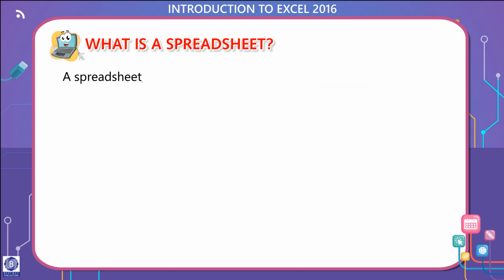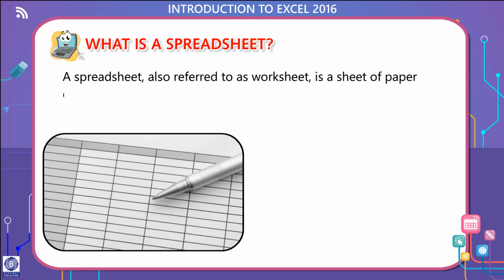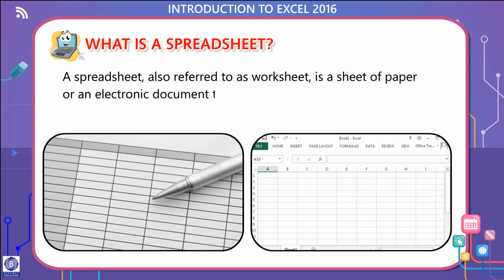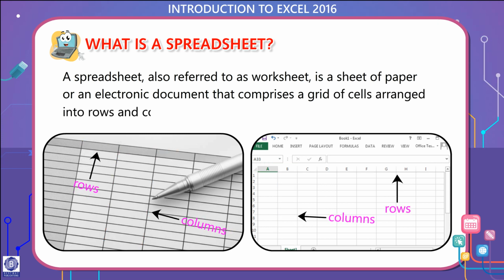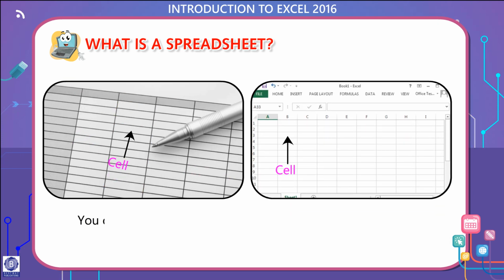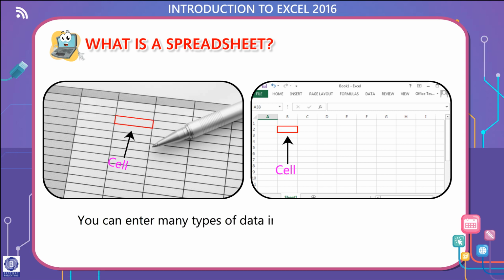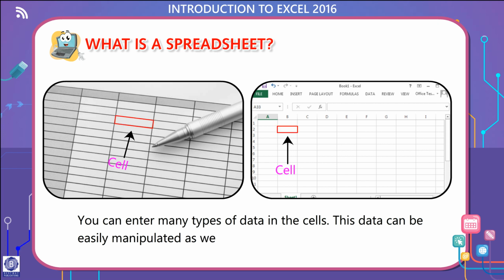A spreadsheet, also referred to as worksheet, is a sheet of paper or an electronic document that comprises a grid of cells arranged into rows and columns. You can enter many types of data in the cells. This data can be easily manipulated as well as used in calculations.